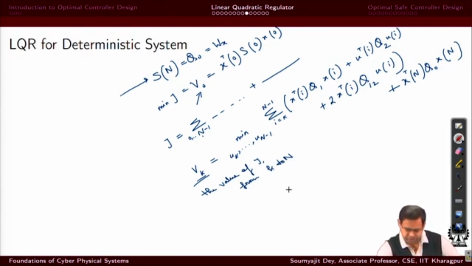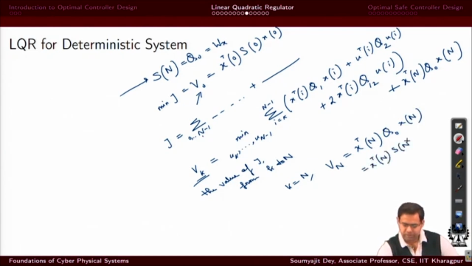If I set k to n, then we have V n, and V n won't have this summation at all. So V n would be x transpose n, this final weighted value q naught, x n. Now, we have taken that to be S n right here, so we will have V n as x transpose n S n x n. We are using this relation right here.